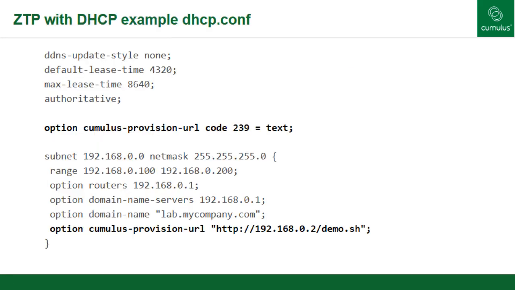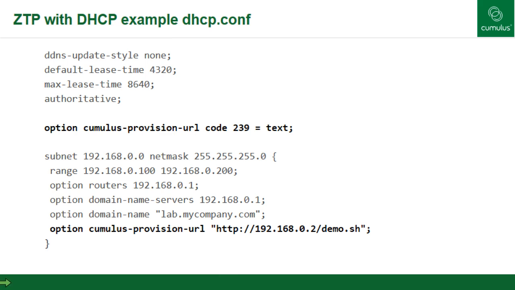Then with DHCP, it looks for option 239. Here I've just pasted a nice example, dhcp.conf, which you can use. I personally use the ISC DHCP server, but you can use any DHCP server. The important part is that you have this Cumulus provision URL 239, because that's what the Cumulus Linux switch will look for. And then here is the text string, which is the URL. It can be v4 or v6. It just has to be a URL, uses the HTTP protocol.